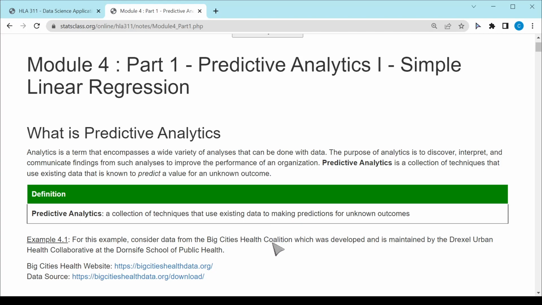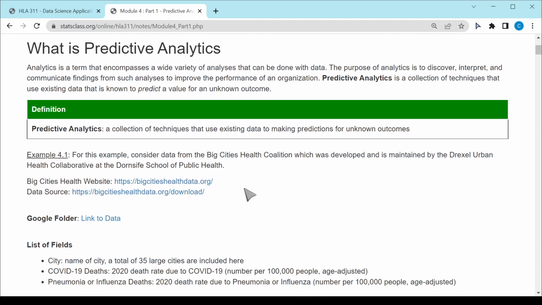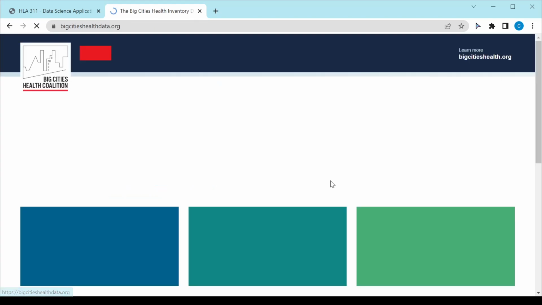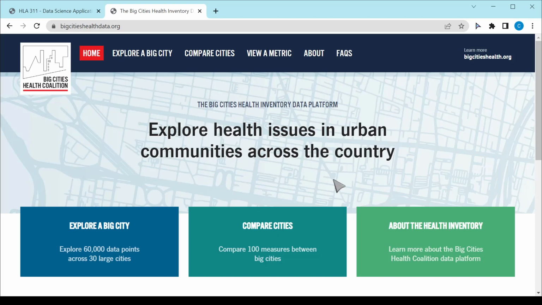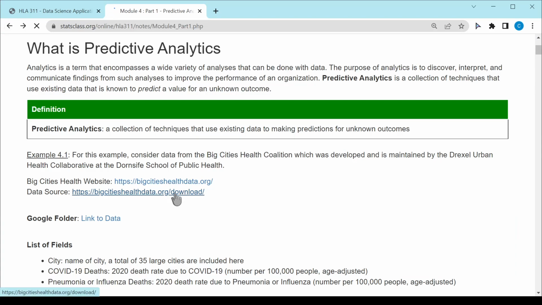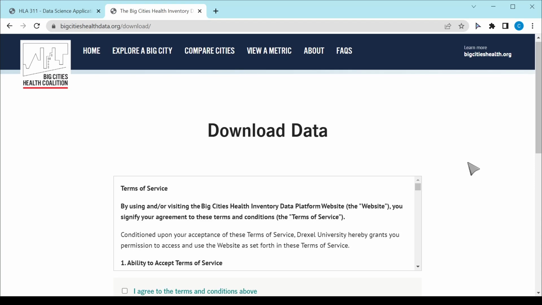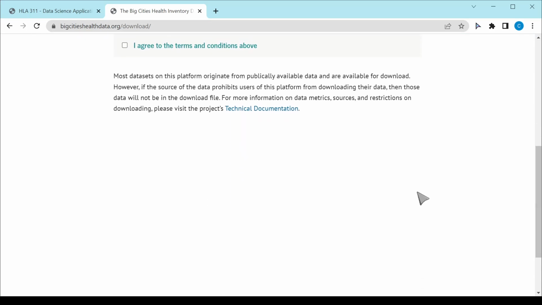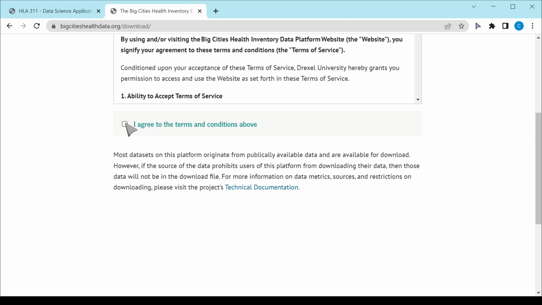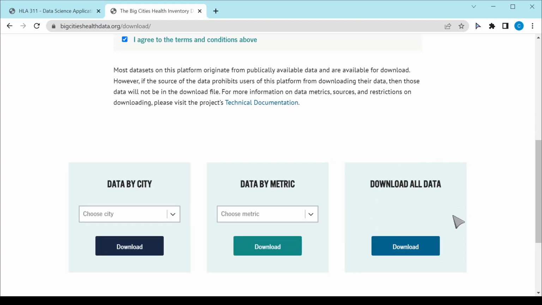Okay, for our first example here, we're going to consider data from the Big Cities Health Coalition, which was developed by Drexel Urban Health Collaborative. If we go to their website here, you can see that their main purpose is to explore health issues in urban communities across the country. They do have a very rich data set which can be downloaded here. You simply need to agree to their terms, and then down below you'll be able to download. Go ahead and do that. Here you can download all of the data if you want.